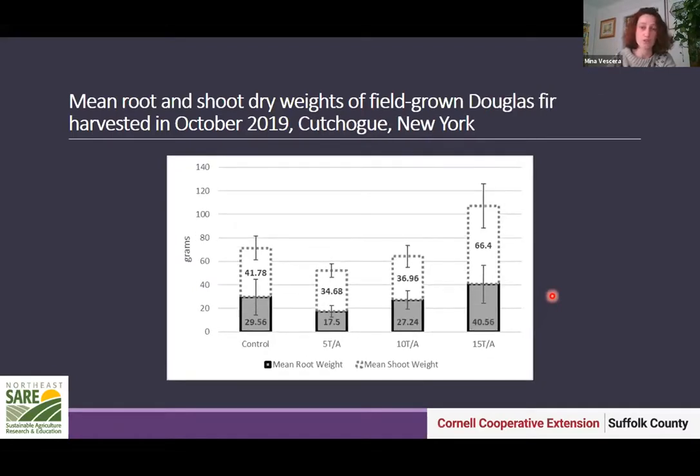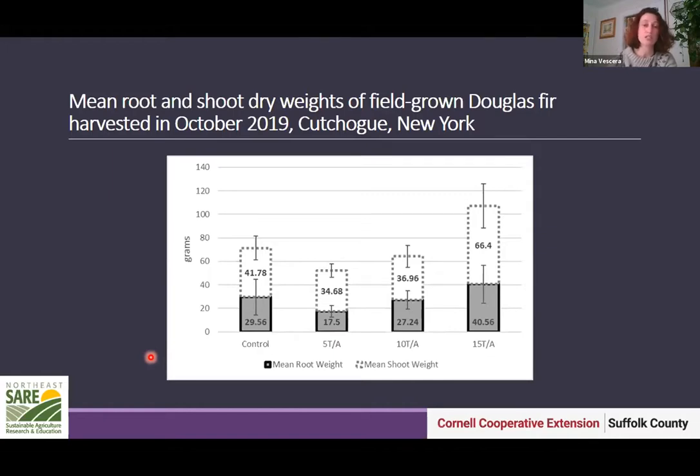Here's results from the Douglas fir when comparing the biomass. So again, the gray is the root, and the white is the shoot, the upper portion of the plant. And again, it looks like the 15 ton per acre has an effect, but this data was not statistically significant. So bummer, but we still have another year.